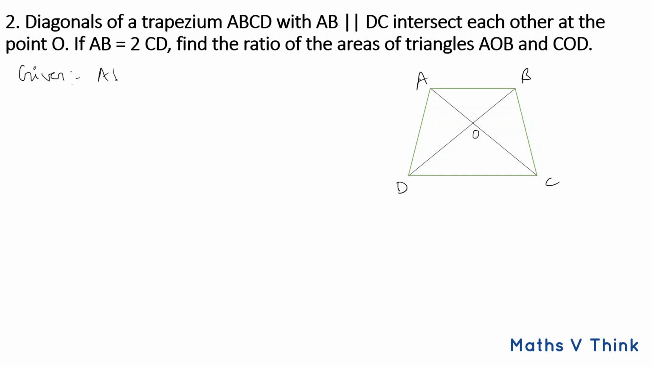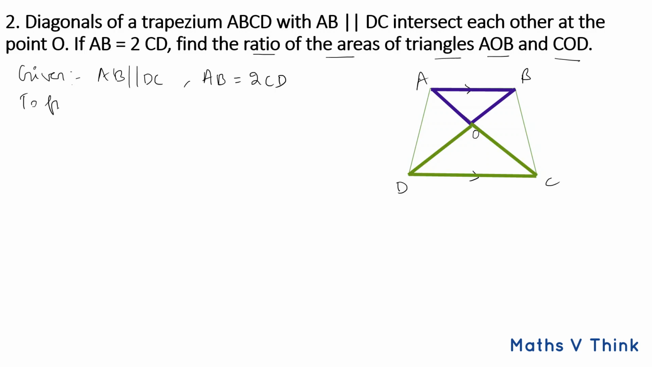They gave AB is parallel to DC, and also they gave AB is equal to 2CD. Now we need to find the ratios of areas of triangle AOB and COD. So to find ratio means division. So area of AOB divided by area of COD. Now solution.